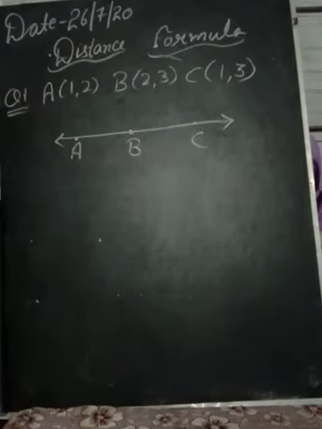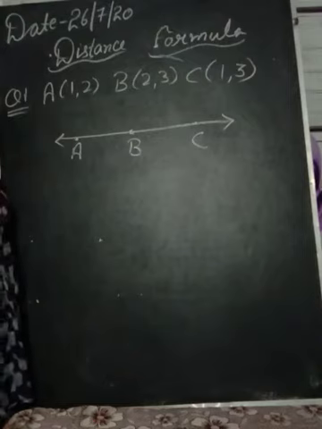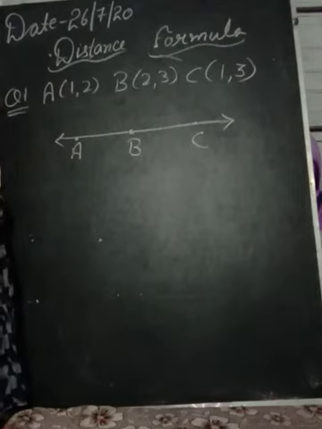The first definition is that to prove the points are collinear, we have to check whether the points lie on the line or not. These points should lie on the same straight line. Then we can say these are collinear points.